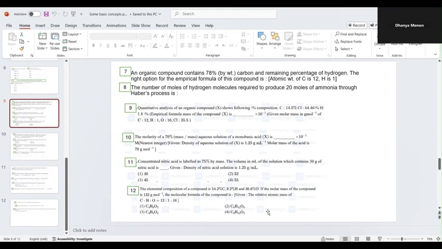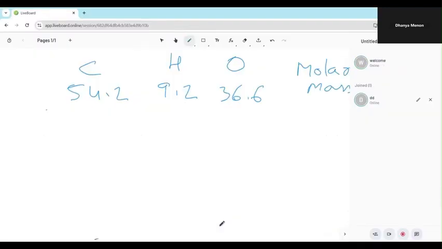So first we have to find the empirical formula. Then we have to use the relation between empirical formula and molecular formula. Here they have mentioned the molar mass, which is equal to 132. It's mentioned in the question.